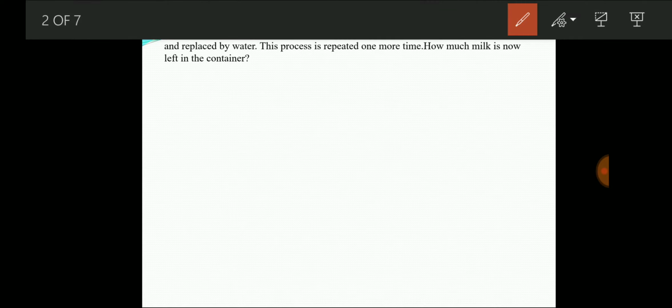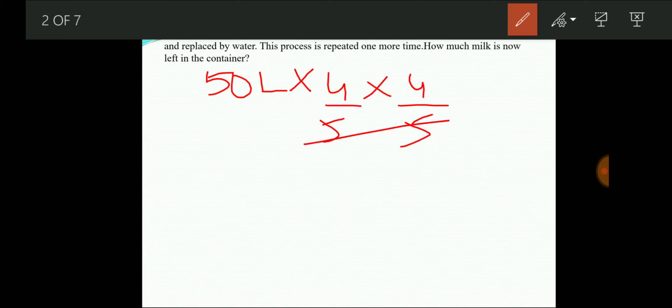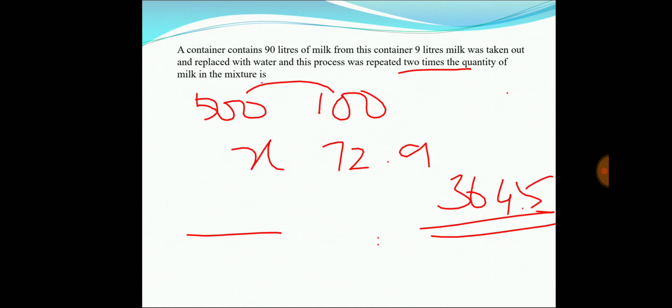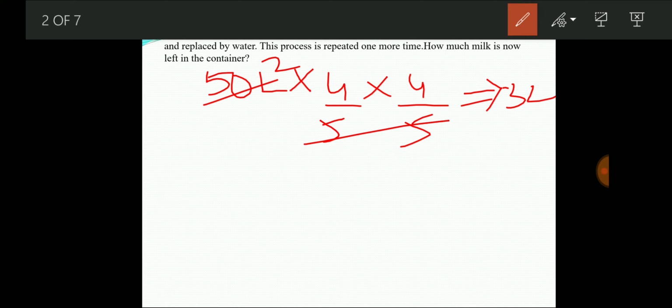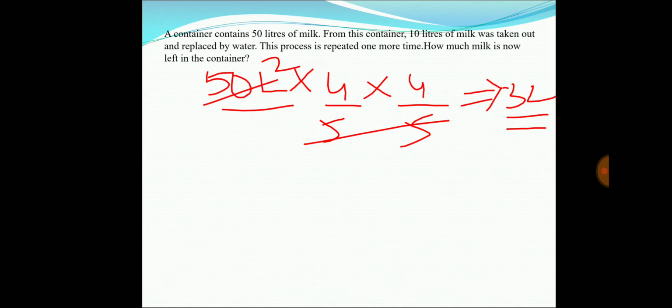So initially we had 50 liters, got it? Then it gets reduced 2 times, each time by 20%. So we know it's going to be 50 into 4 by 5 into 4 by 5. Our answer is going to be 32. That is what we get. Now when I take the ratio, this is the end value of milk, and I know the total portion initially was 50 liters.